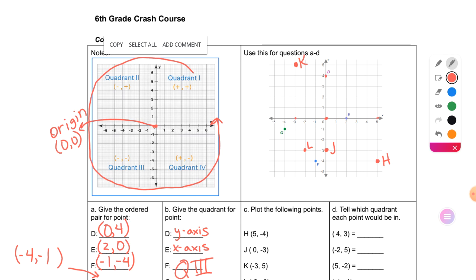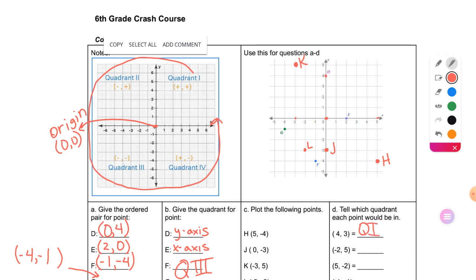Tell which quadrant each point would be in. So it's not asking me to put these anywhere. Maya, if I was going to 4, 3, which quadrant would I end up in? Quadrant 1. How do you know that? Because they're both positive. And sometimes with these, even if you just visualize a coordinate plane, most of you can think, okay, I'd have to go over 4 and up 3. That would put me in quadrant 1. So that one is Q1. I'm going to do Roman numerals.